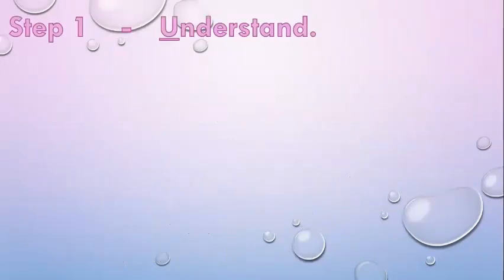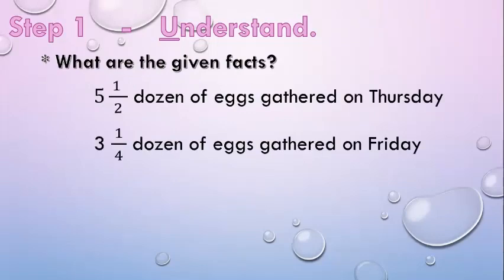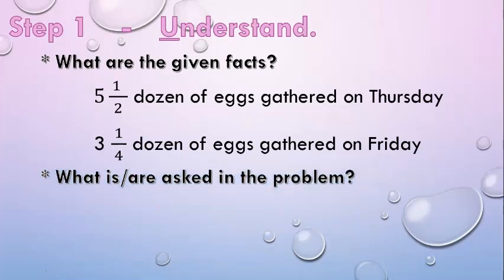Let's start. Step 1, understand. As I've said, in understand, you are going to name what you know, or the given facts. So what are the given facts? You have 5 and 1/2 dozen of eggs gathered on Thursday and 3 and 1/4 dozen of eggs gathered on Friday. Correct? Yes. Next, what is or are asked in the problem?